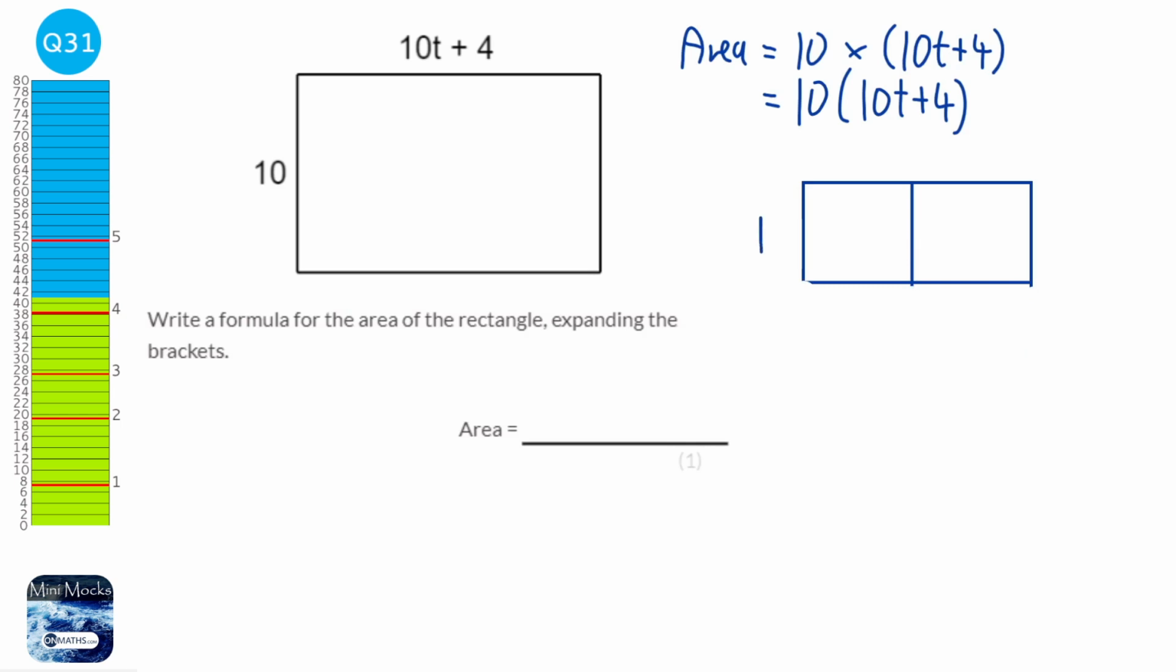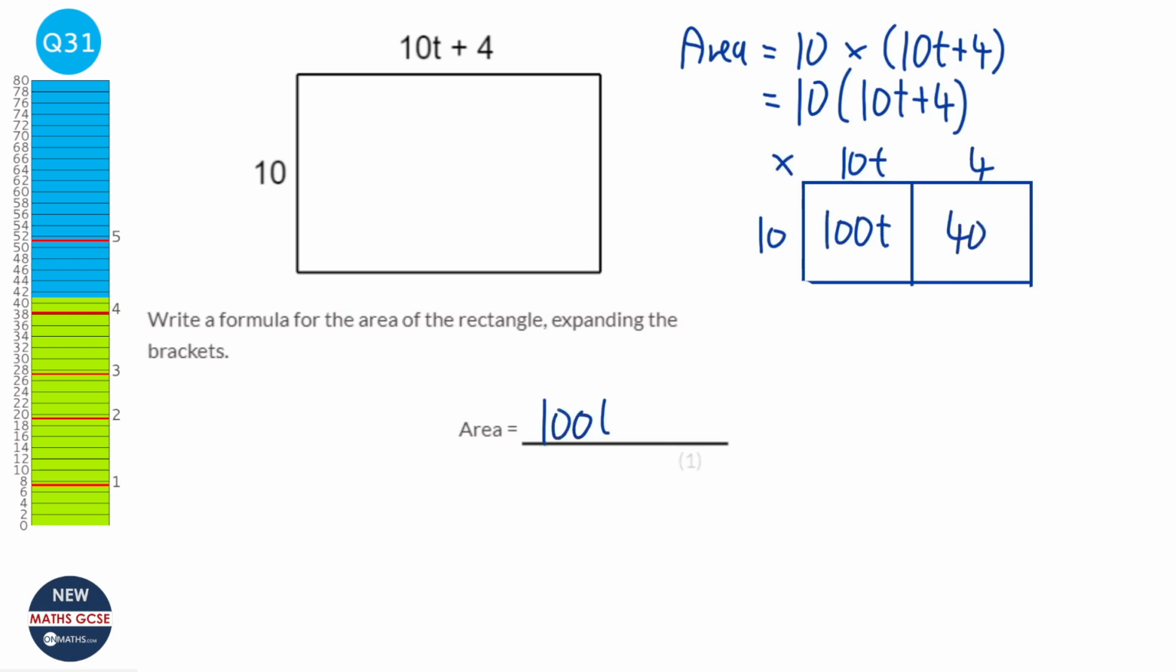So we've got 10 times 10t plus 4. And we're timesing them. So 10 times 10t, 10 times 10 is 100, so it'd be 100t. 10 times 4 is 40. So our answer will be 100t plus 40.